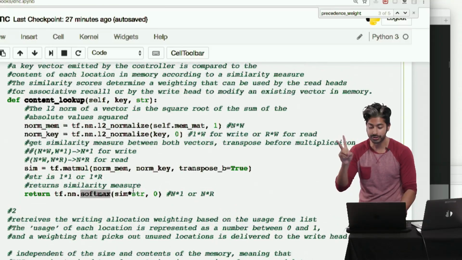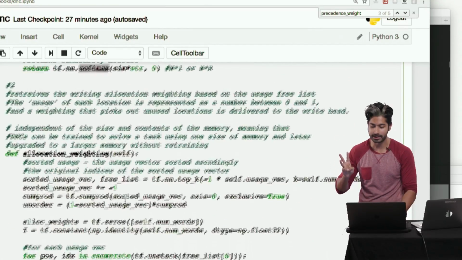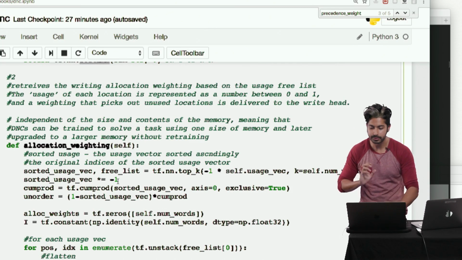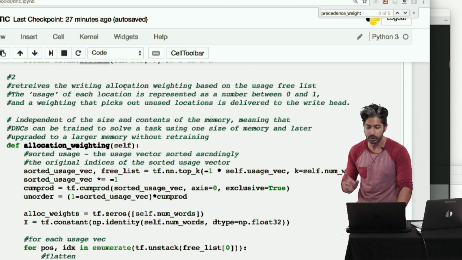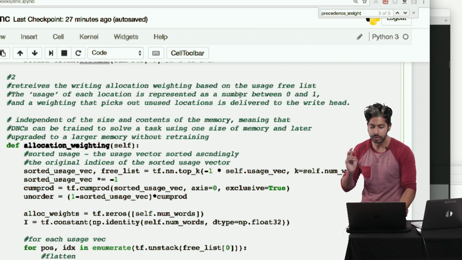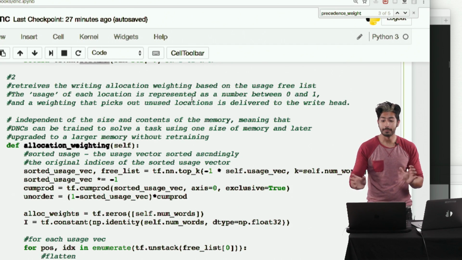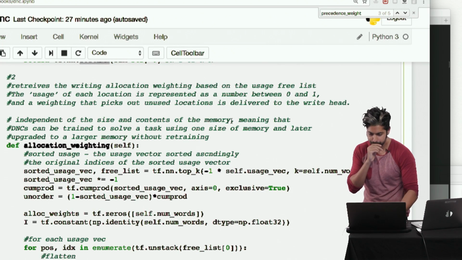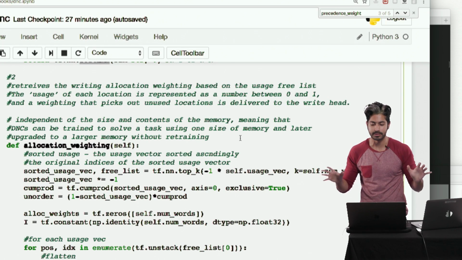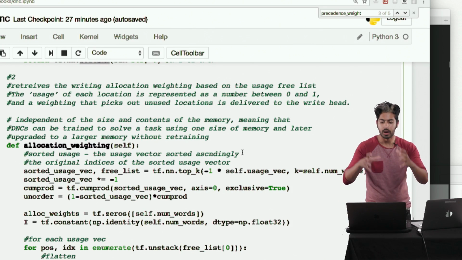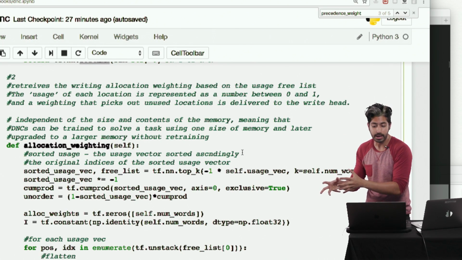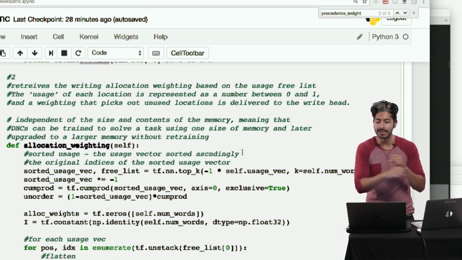So that's our second attention mechanism, and then our third attention mechanism is the actual dynamic allocation of memory as we train this model. Basically, what this does is it retrieves the writing allocation weighting based on the usage free list, which is the usage vector. The usage of each location is represented as a number between 0 and 1, and a weighting that picks out unused locations is delivered to the write head. It's independent of the size and the contents of the memory, so that means that you can use this DNC on a task using one size of memory, and then later you can upgrade to a larger memory. So it's independent of sizes.